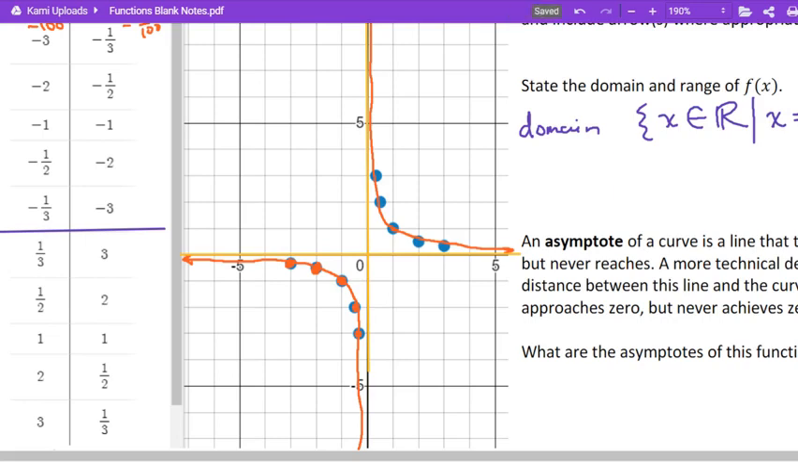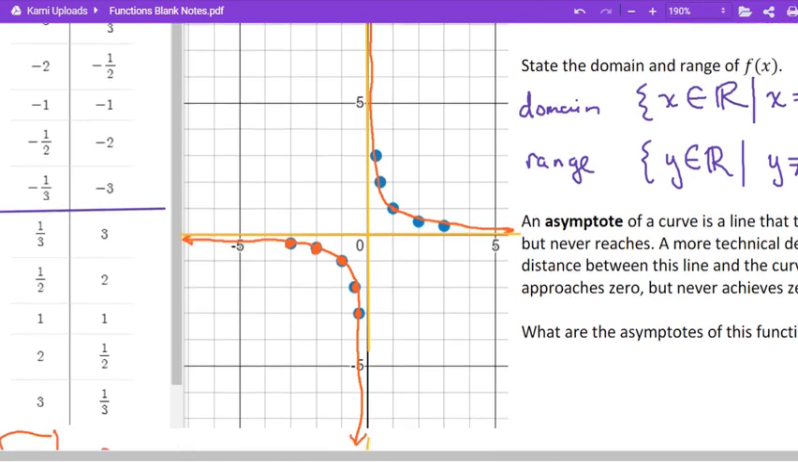Does the function exist at x equals 0.1? Yup. How about x equals 0.000001? Yup. But at x equals 0, there is an asymptote. Can you guess what the range is? Same thing. The function exists on the entire y-axis except at the asymptote, so what we're saying is y cannot be 0. Every other part of the y-axis belongs to the function except y equals 0.